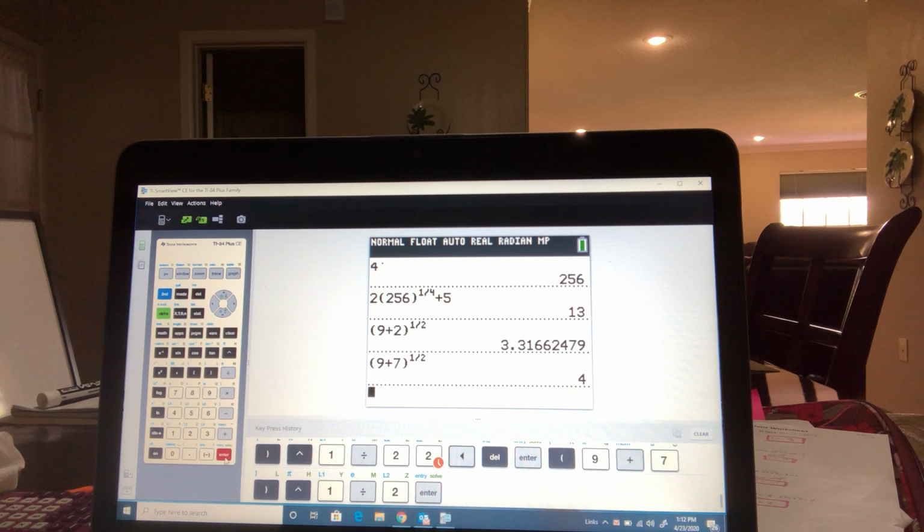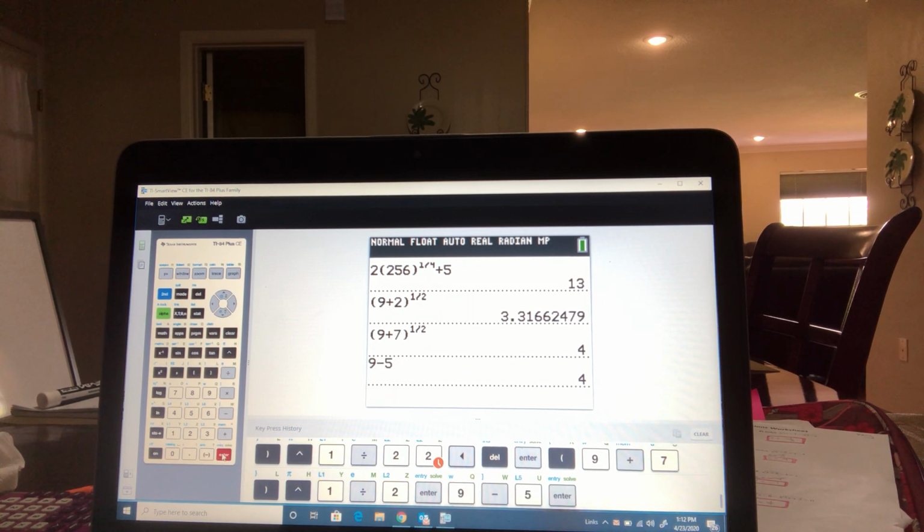is 4. Okay, so we want to see if we would get the same number on the other side. So if you did 9 minus 5, of course, that's 4. So remember, the goal is to get the same number on both sides of the equation, which we did. Okay, so 9 is perfectly fine.